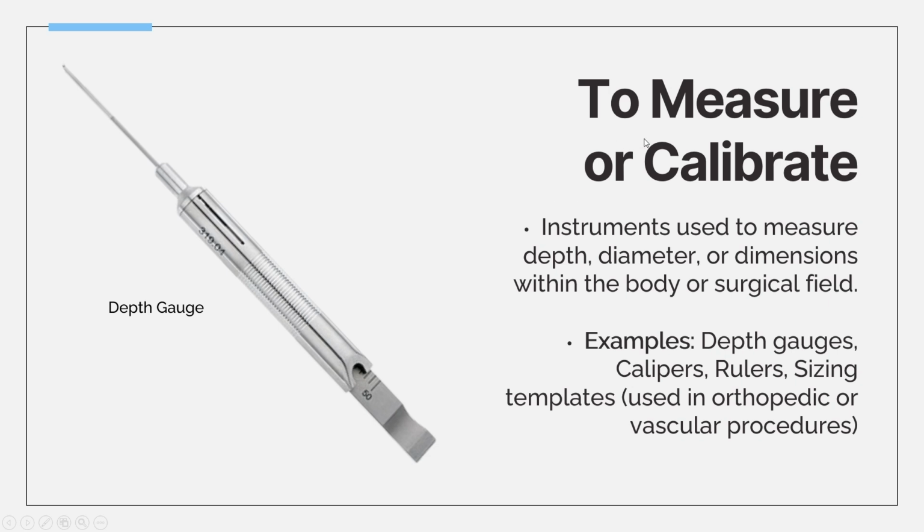Usually these instruments are very helpful because if you can imagine, we have a patient that comes in, let's say with a broken femur, and you need to use the correct metal plate to keep them in place so that it can promote better healing for the patient. You would have to use a ruler or a depth gauge or a measuring device to calculate the distance between the broken bones so that you could screw in a proper metal plate.